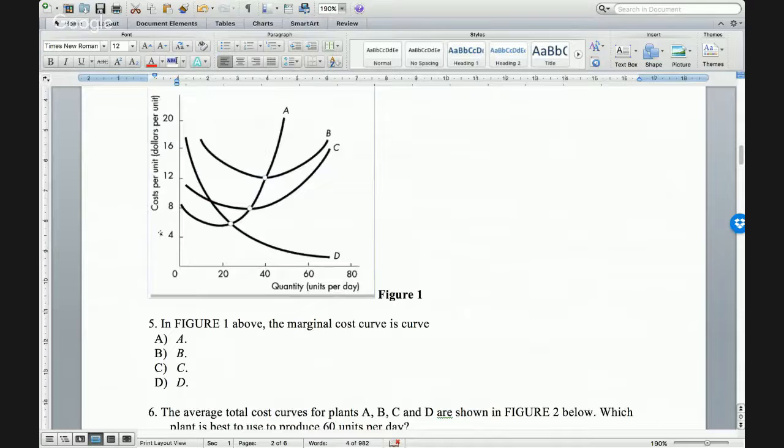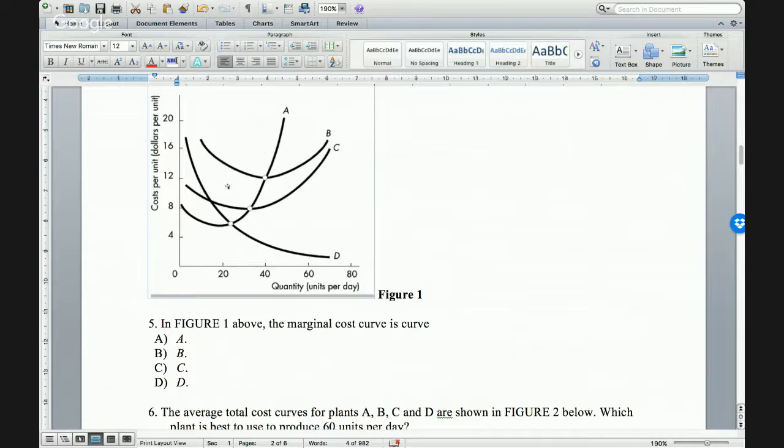Okay, there's not much maths left in this multiple choice section. So question 5 then. We are given a diagram and you're asked to identify which of these is your marginal cost curve. I don't know if you recognize this type of diagram, but it looks like a diagram for a monopolistic or a monopoly.